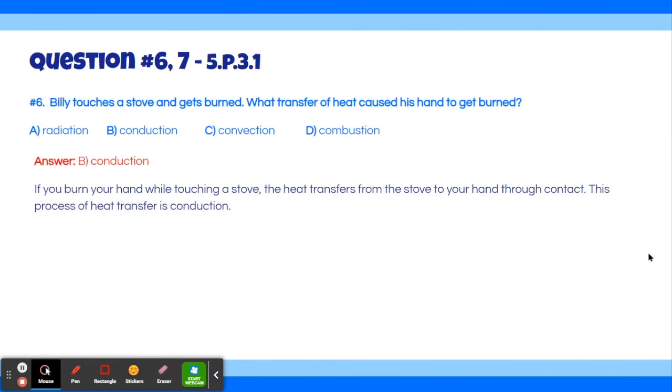Conduction, because if you burn your hand while touching a stove, the heat transfers directly from the stove to your hand through contact. This process of heat transfer is conduction.